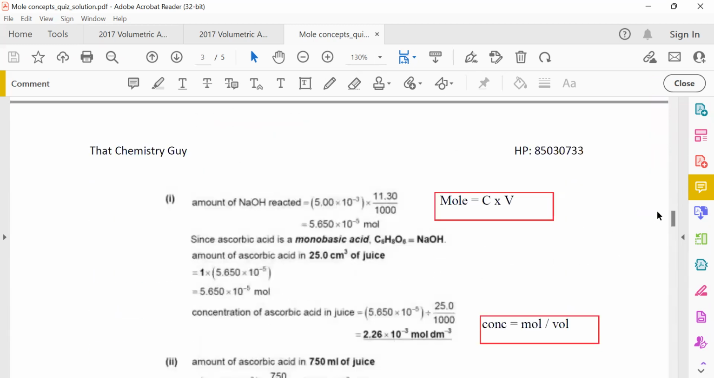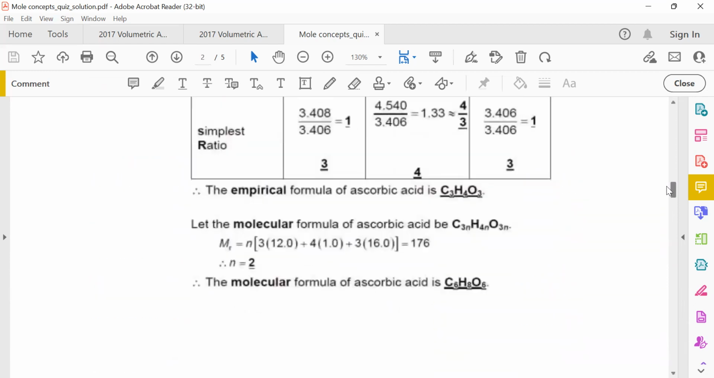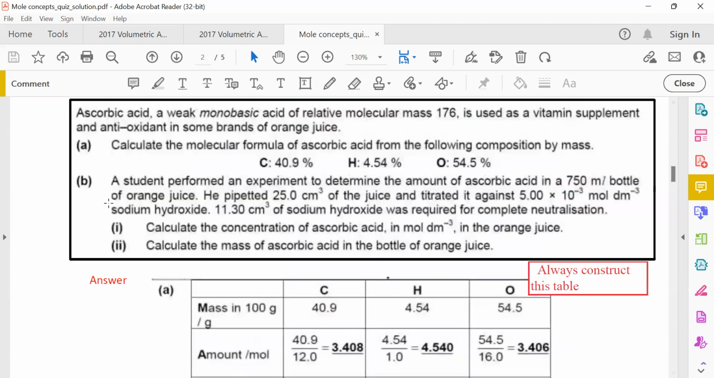And obviously, you can see this part, right? Let's just go back to the question again. What do they ask? After you have calculated the molecular formula, then they say you're supposed to titrate, right? So after that, you can see that you have a 750 ml bottle. You take out 25 and you titrate against this concentration of sodium hydroxide. Okay, and of course, the volume of sodium hydroxide used for complete neutralization is this. So it's very simple. Always take C times V to work out, right?